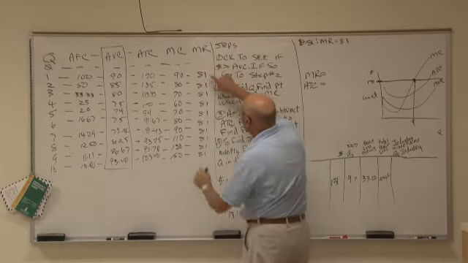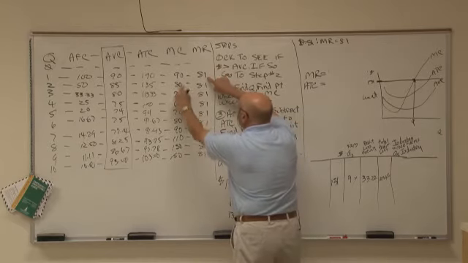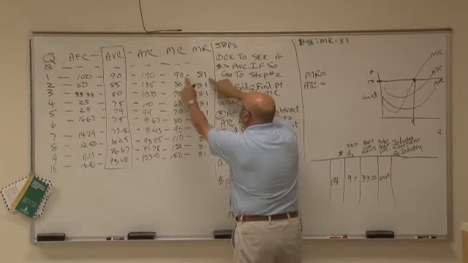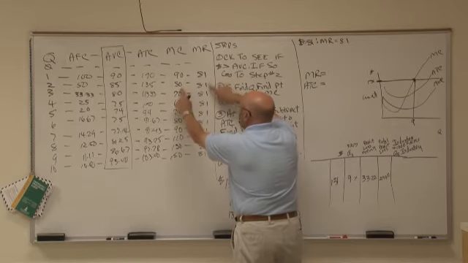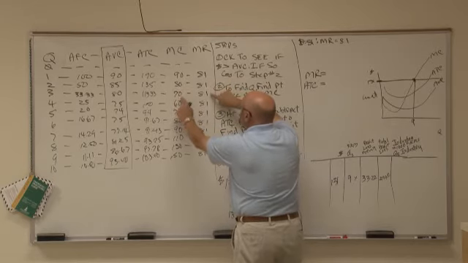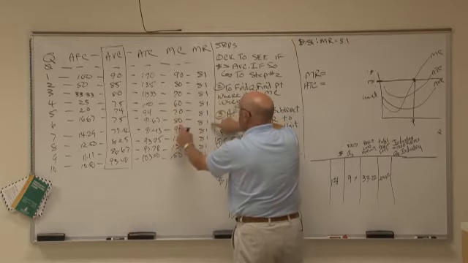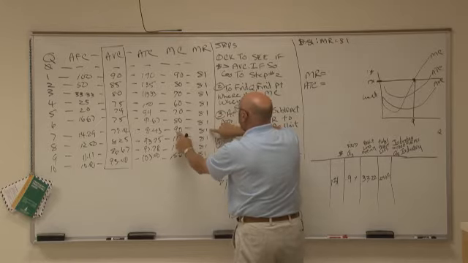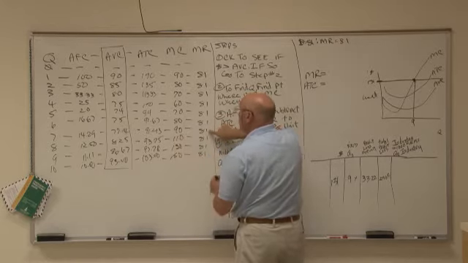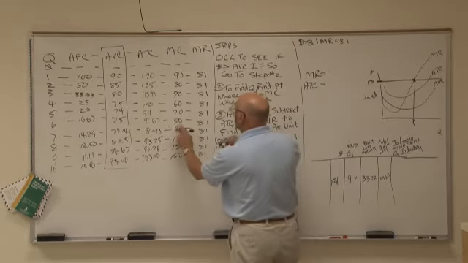So therefore, I'm going to find the point where they are greatly equal. 90 to 81, that's higher. 80 to 81, that's close. 70 to 81, 60 to 81. 80 to 81, and 90 to 81, I don't want to produce. So in this case, I will produce 6 units.